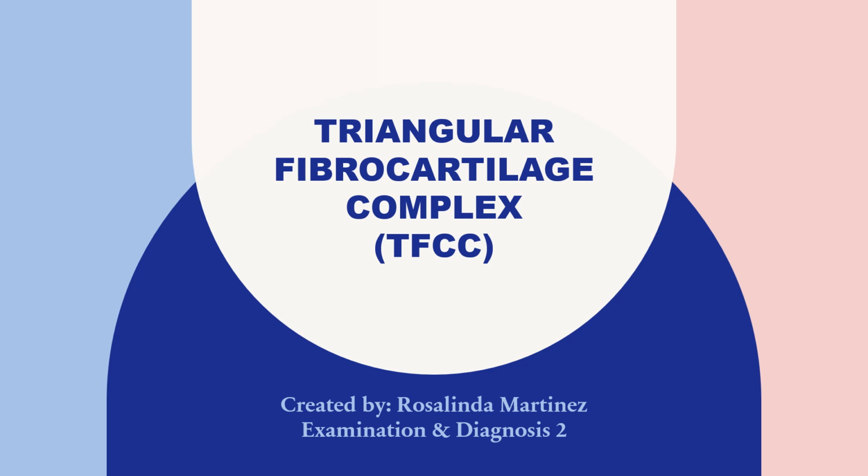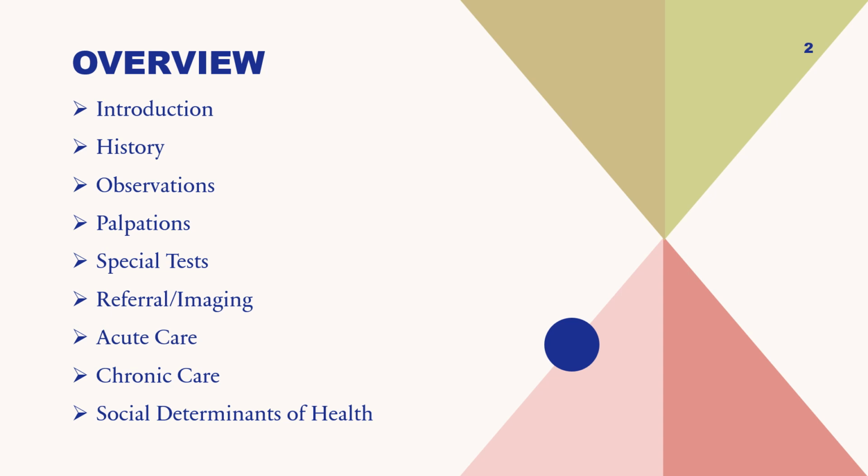Hi everyone, so today we're going to talk about the triangular fibrocartilage complex and what you might see if this is an injury. A brief overview of what we will discuss today includes what the condition is, some HOPS notes, which includes the history, observation, palpation, special test, types of imaging, and what to do and care for TFCC injuries.